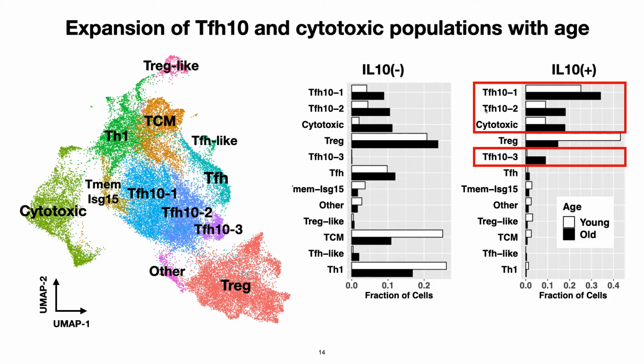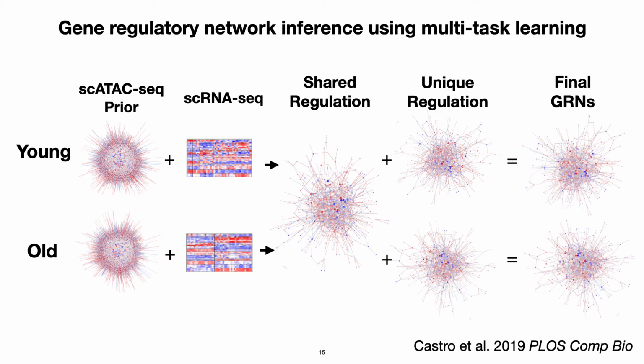On the right, I'm showing how these cell populations change with age. Amongst the IL-10 positive cells, these Tfh10 cell populations all increase in old mice, along with a population of cytotoxic CD4 T cells. We've combined our Inferelator workflow with a multitask learning approach to generate gene regulatory networks in young and old mice.